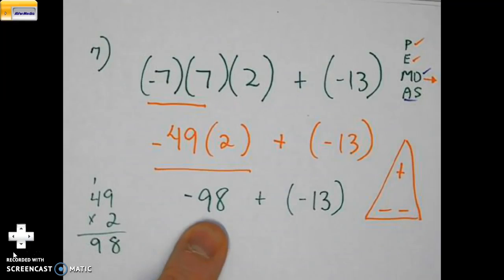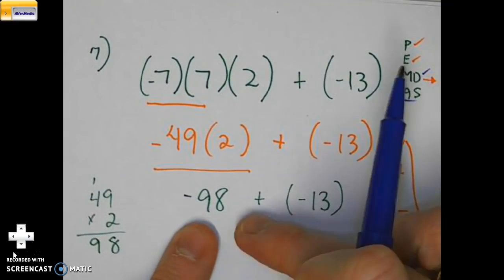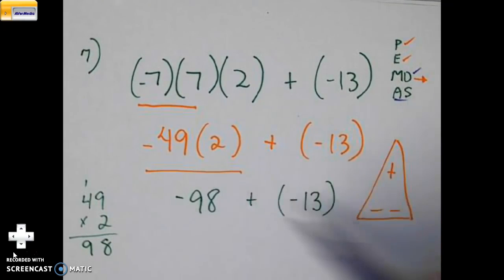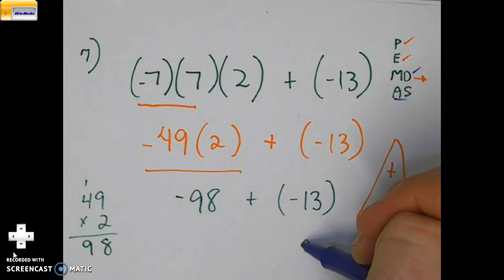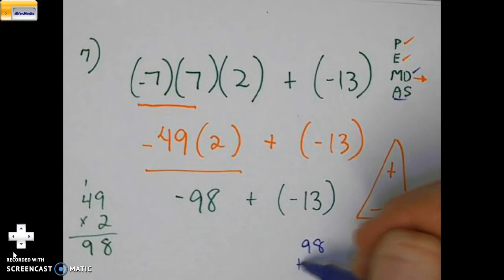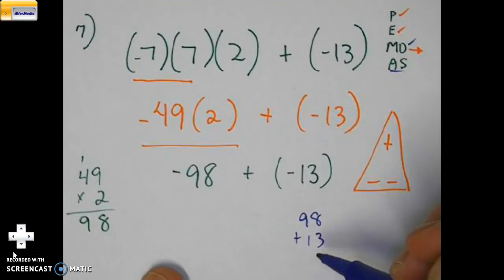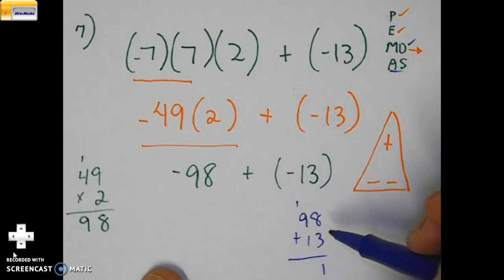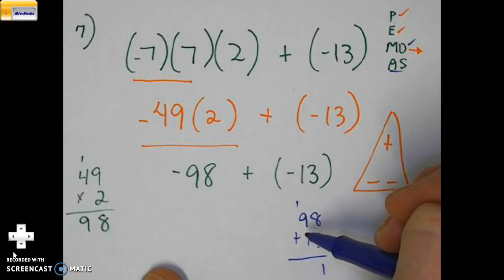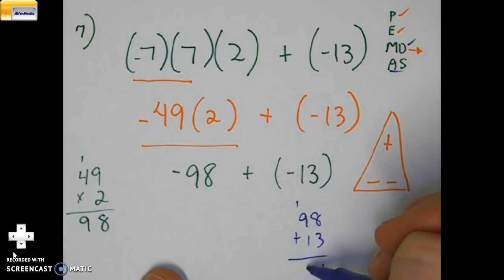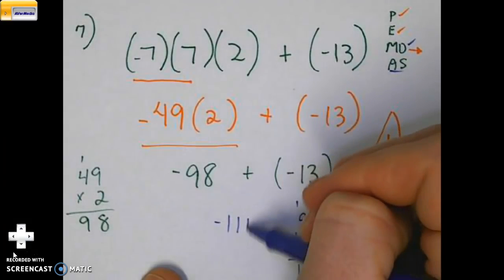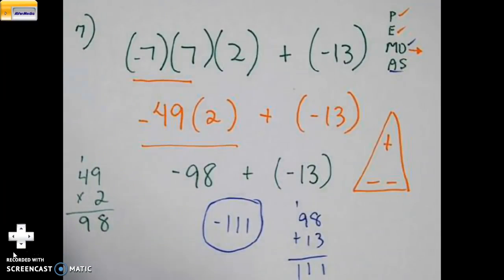Remember, I owe my buddy 98 bucks and I owe you $13. How much do I owe you guys together? Since the signs are the same, we are just going to add those up. Okay. 8 plus 3 is 11. Put my 1, carry that. 9, 10, 11. And since they are both negatives, my final answer, ladies and gentlemen, is going to be negative 111.